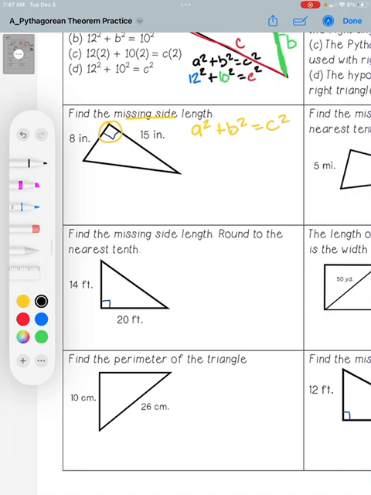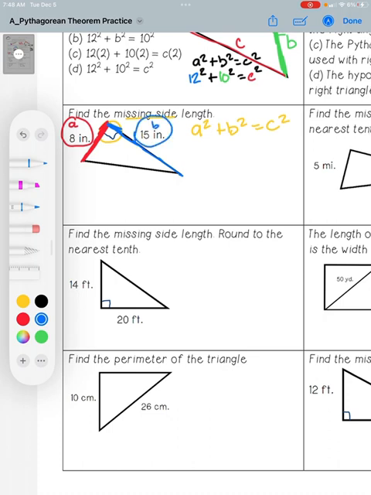Second step, fill in what I know. So I know that this side is 8, and that does touch the right angle, so I can call that a leg or the letter A. Okay, next I've got the side 15 that I know, which also touches the right angle, meaning it's also a leg, so B.